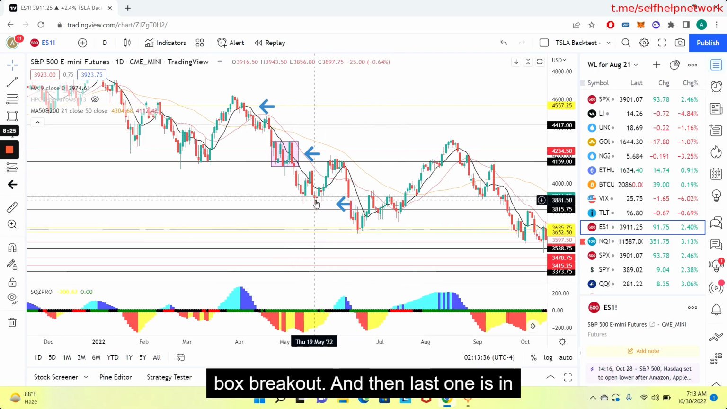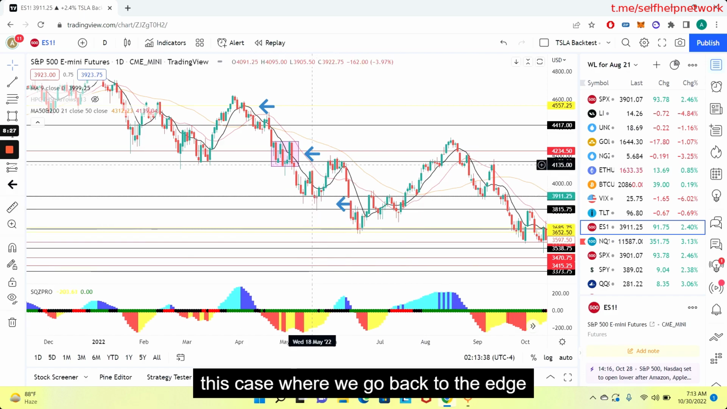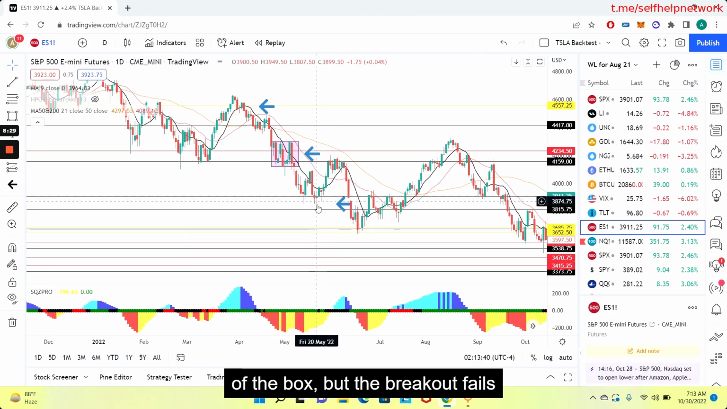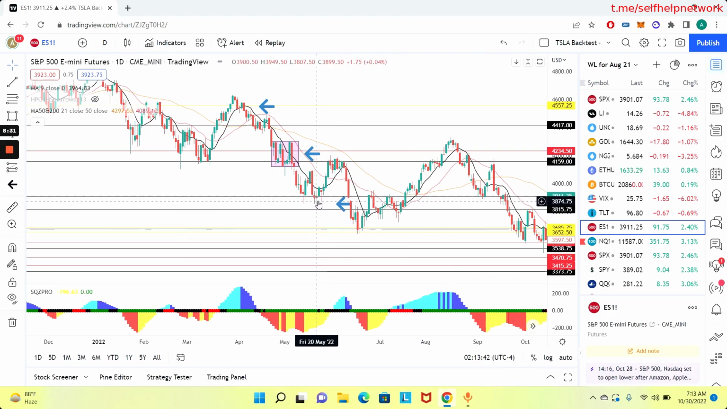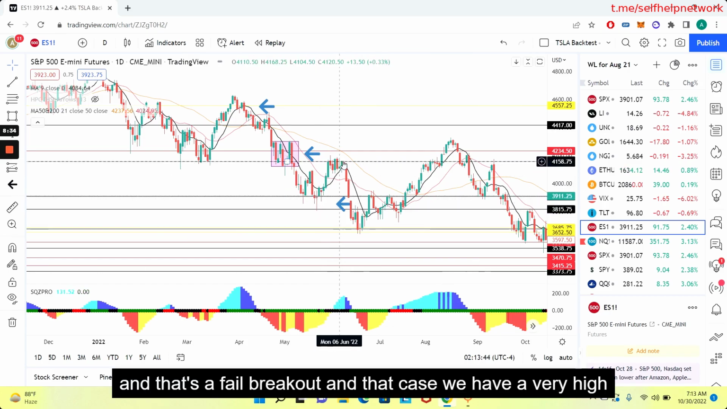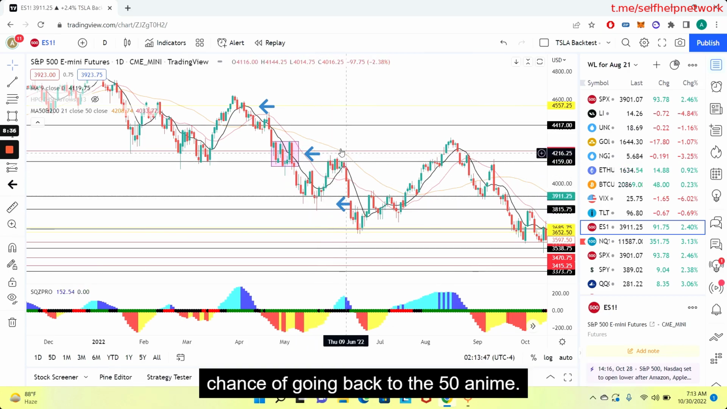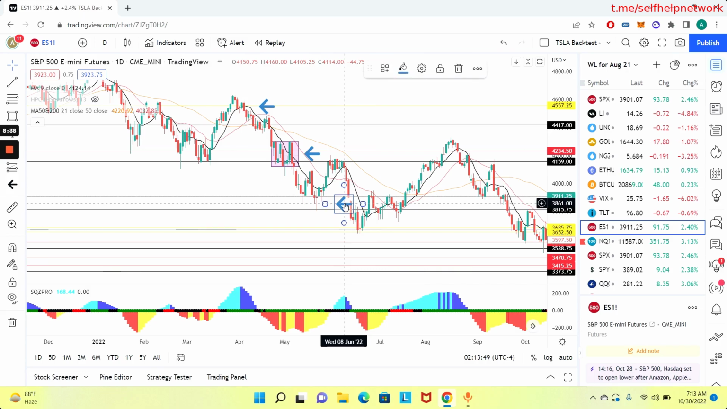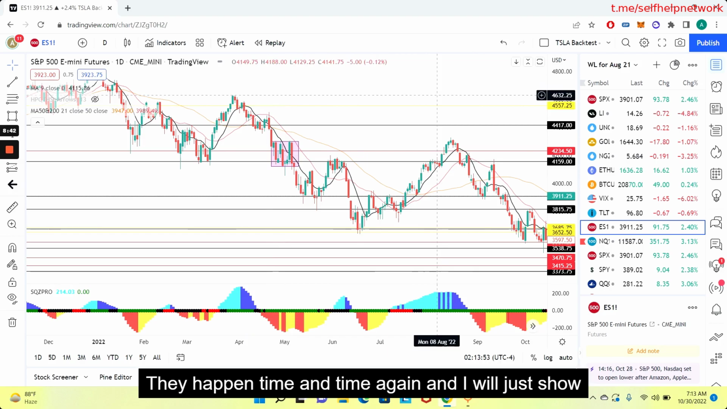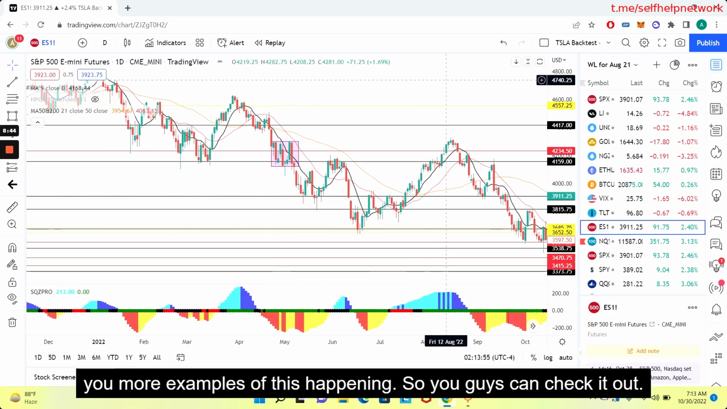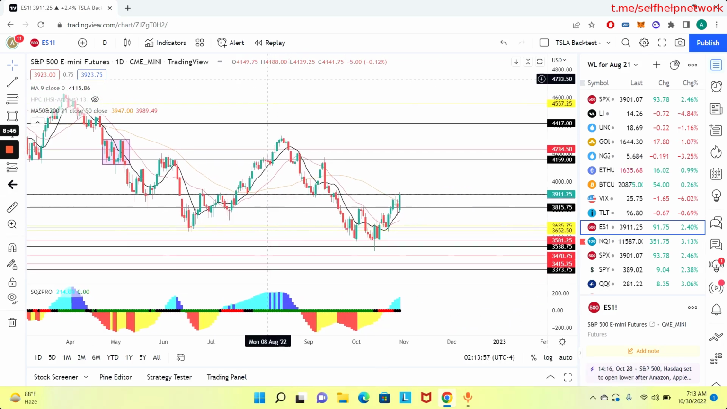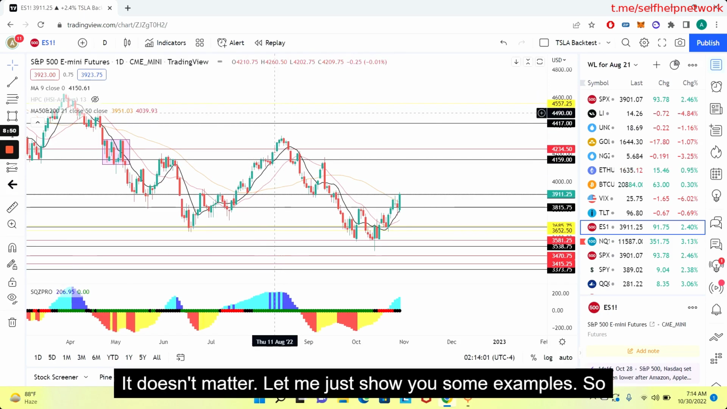And then the last one is, in this case, where we go back to the edge of the box, but the breakout fails. And that's a failed breakout. In that case, we have a very high chance of going back to the 50 MA. So these are the three different scenarios. They happen time and time again. And I will just show you more examples of this happening so you guys can check it out. Let me just show you some examples.